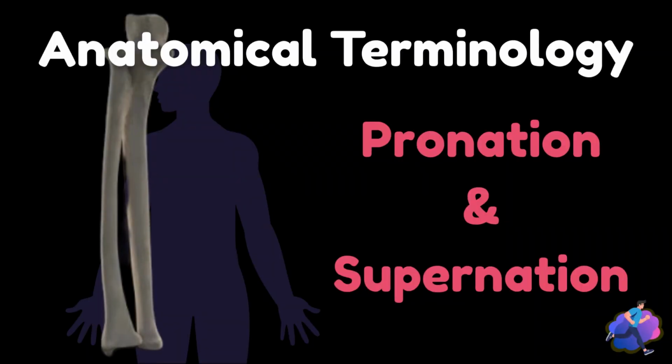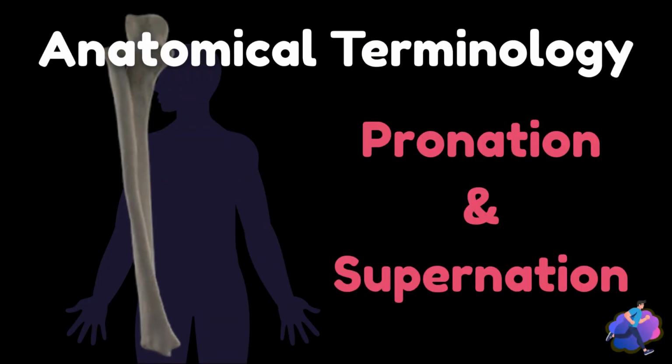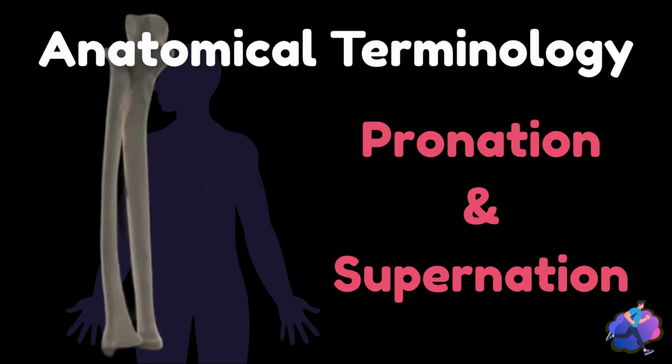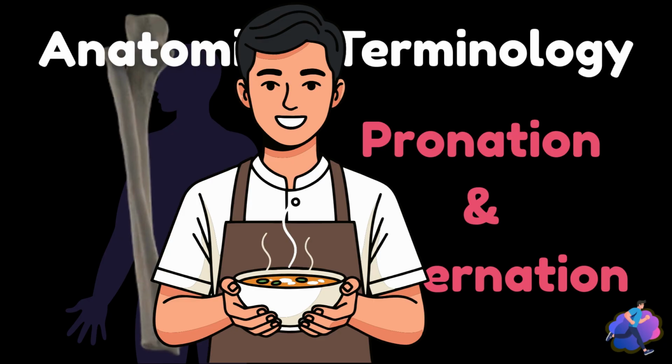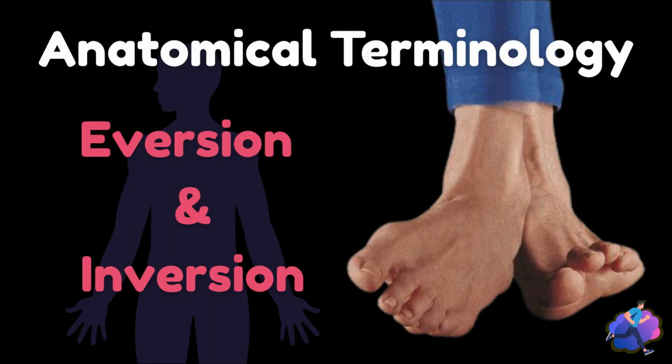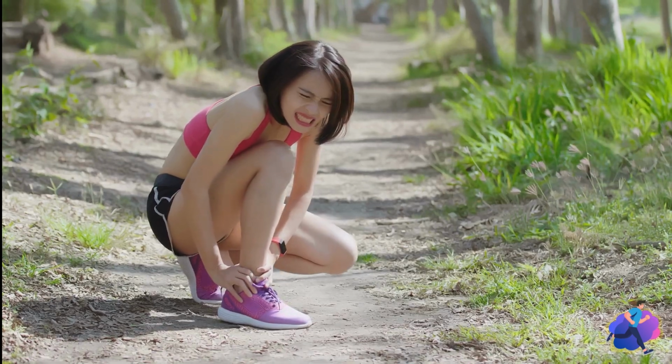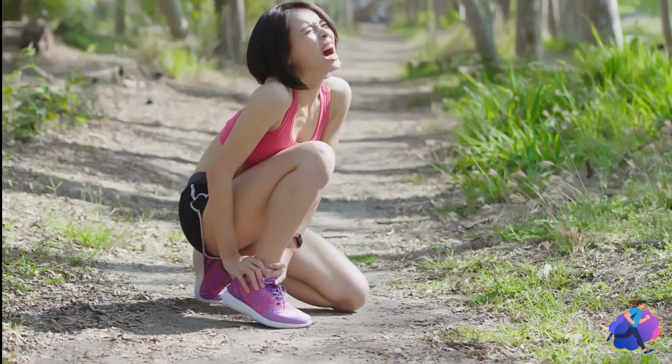Pronation and supination, specific to the forearm. Pronation turns the palm down. Supination turns it up. Soup in your hand is an easy way to remember supination. Eversion and inversion are specific to the ankle. Eversion turns the sole of the foot outwards. Inversion turns it inwards, commonly linked to ankle sprains in sport.